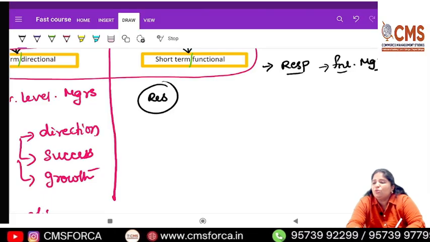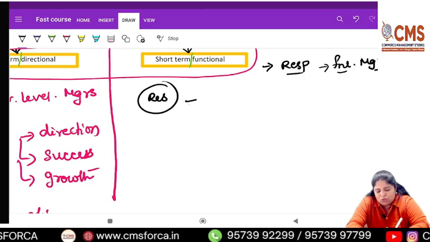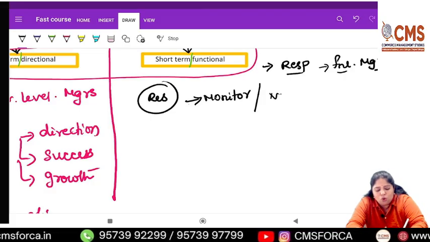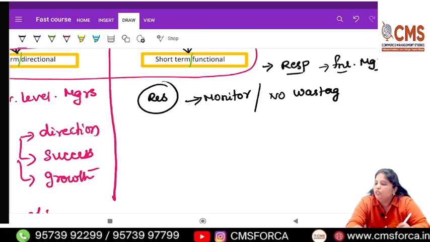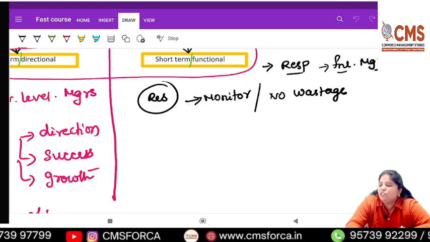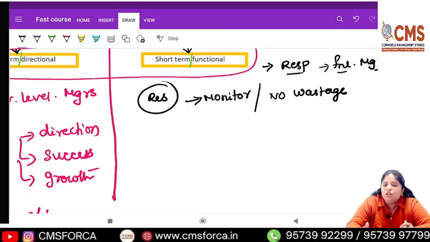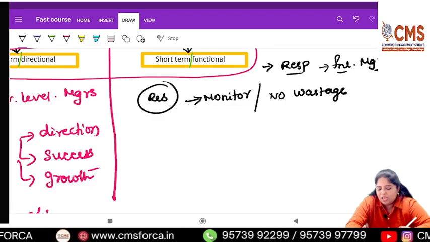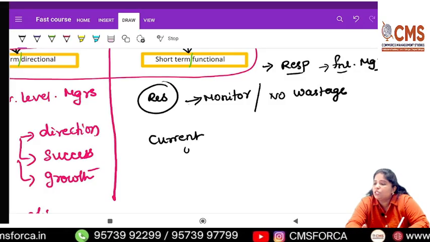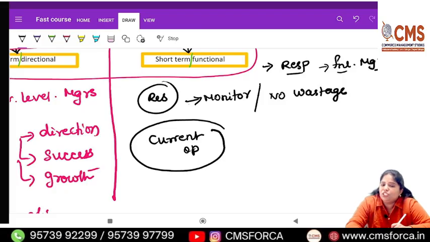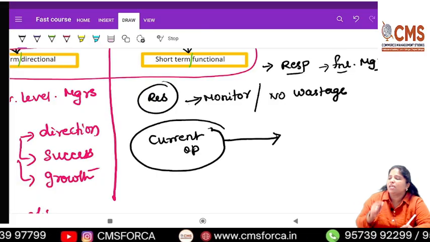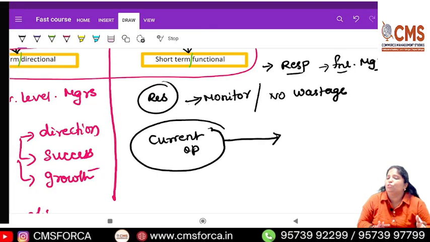And when it comes to resources, they just monitor the usage of resources and ensure there is no wastage. No resources should be kept idle. And the next one: whatever current operations are going on will be controlled through operational planning, and how these current operations would shape up in the future.